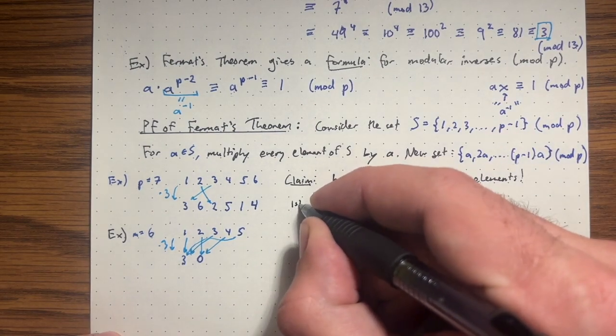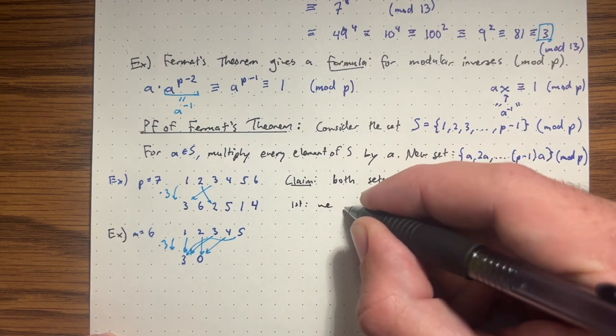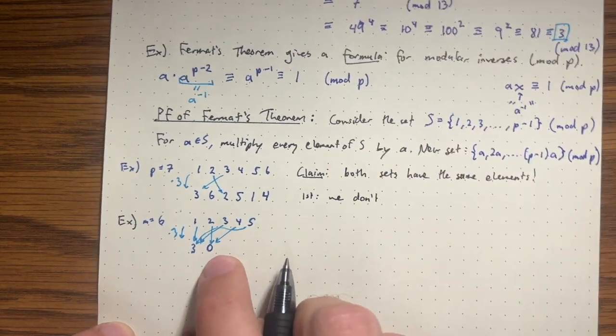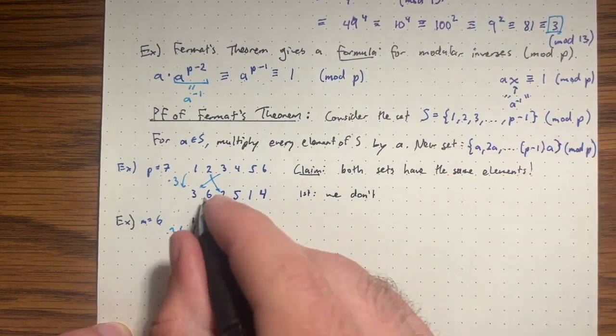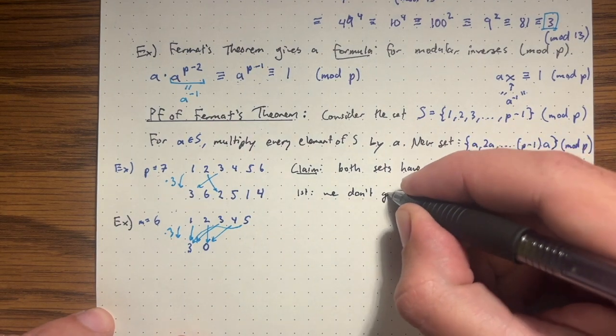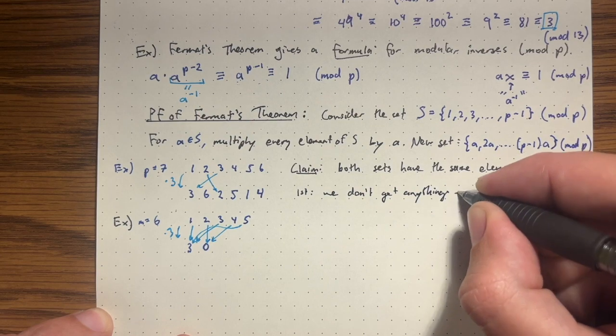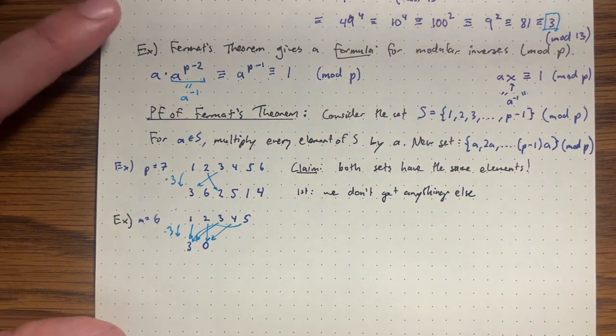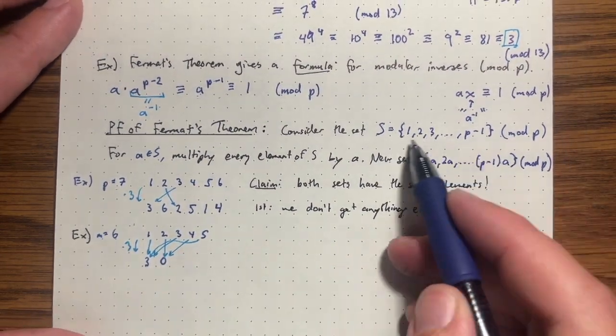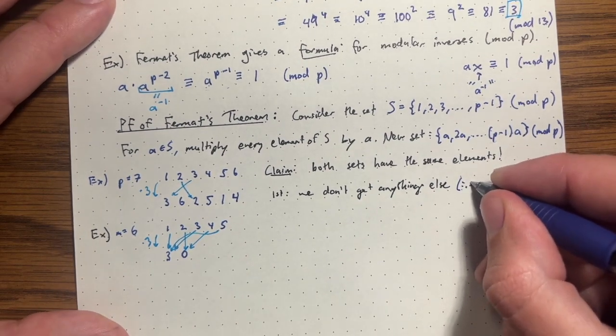So first part of the claim, we don't get anything else. We don't get anything new. Here we got a 0, see? But we don't get a 0 there. We don't get anything else. What do we mean by anything else? Well, the only thing that's missing here is 0, right? So i.e. 0.